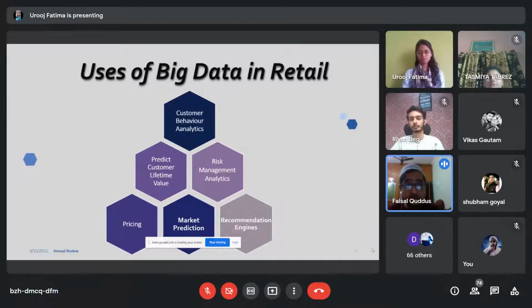Use of big data in retail industry. First, customer behavior analytics. Data engineering is the key to unlocking the insight from your customer behavior. Data, both structured and unstructured, because you can combine, integrate, and analyze all the data at once to generate the insight, drive acquisition and loyalty.